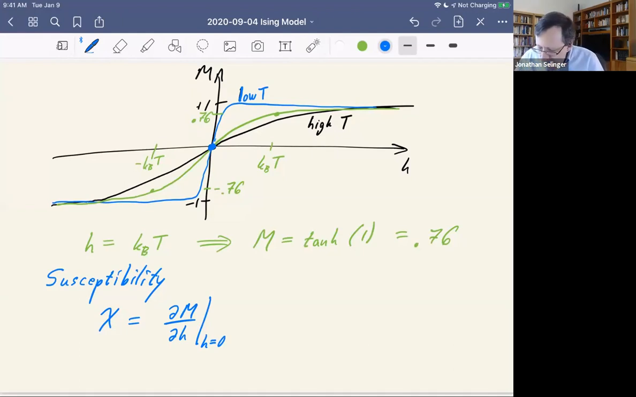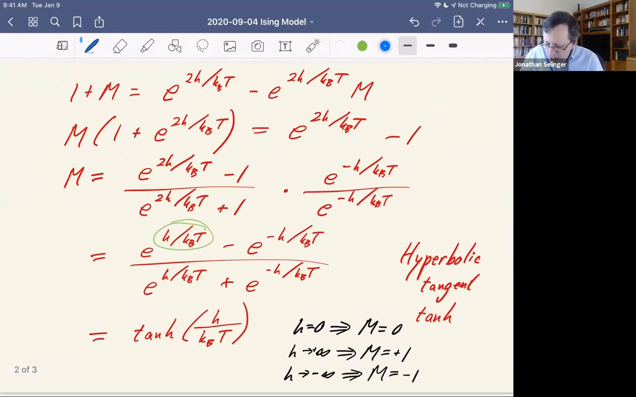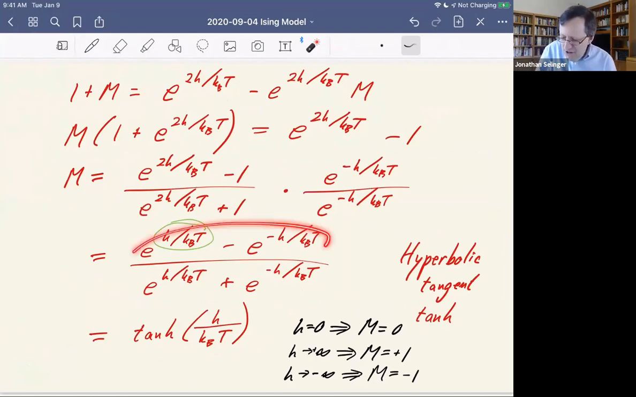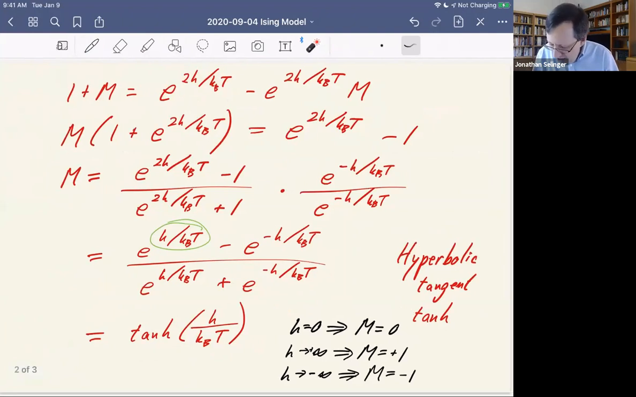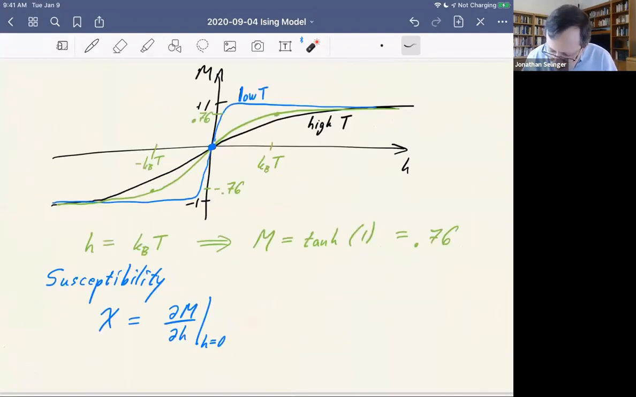You can do that if you happen to remember the derivative of the hyperbolic functions. Or if you don't know the derivatives of hyperbolic functions, you could do it starting with that, but it's a little bit of work to apply the chain rule multiple times. But anyway, I'll just tell you the answer. It is equal to 1 over kT. So high temperature, low susceptibility. Low temperature, high susceptibility.